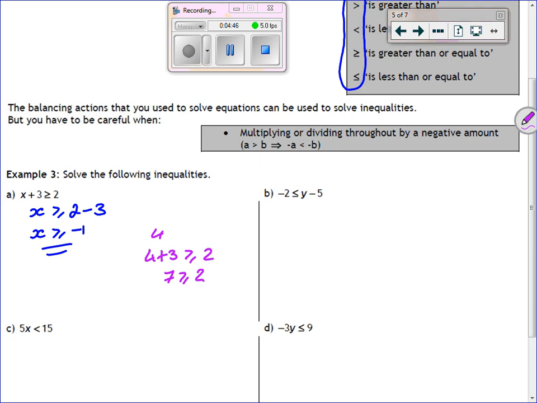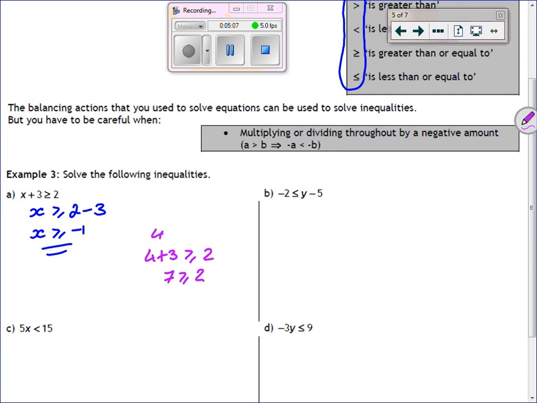What we cannot use is any number that's less than minus 1. We can use minus 1 itself, because that would fit in, but we can't use anything less than that. So if I put minus 2 in, I would get minus 2 plus 3, which is 1, and 1 is not bigger than or equal to 2.